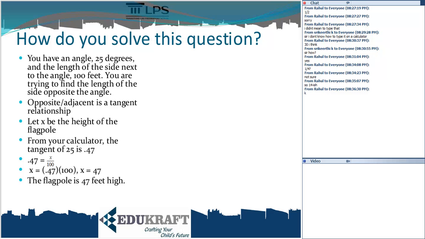So basically, if I try to draw the triangle, it is going to be something like this. This is going to be 100. Okay, let us assume this is the flag post. This is 25 degrees and this is x, which I have to find out. Okay, this is how the diagram will look. So once you get the diagram, it is going to be very easy. Okay, is everybody getting it?